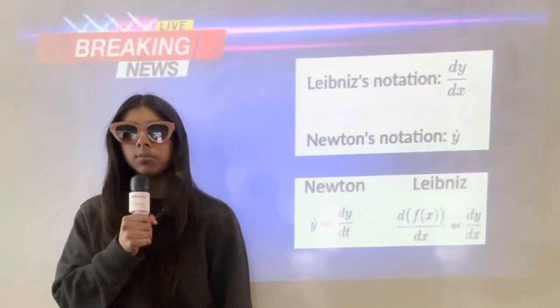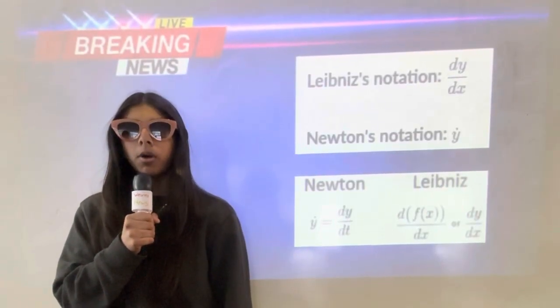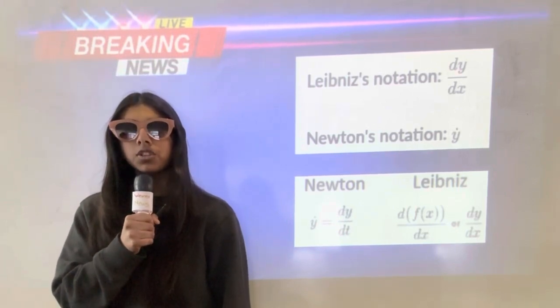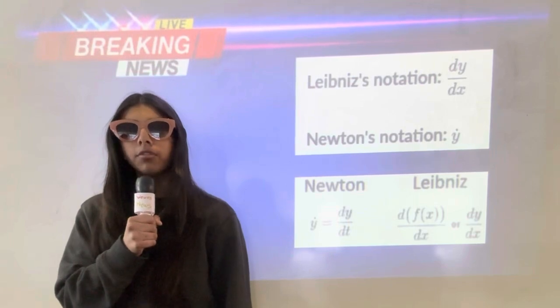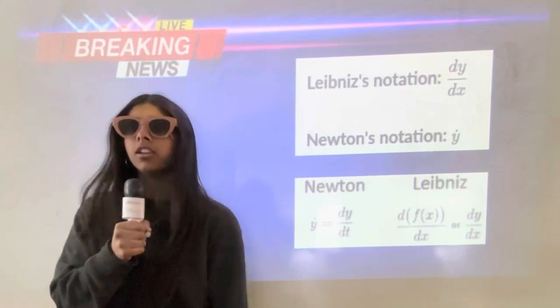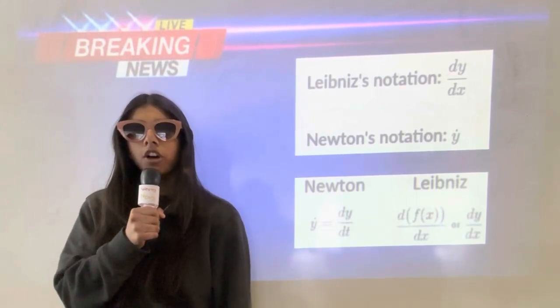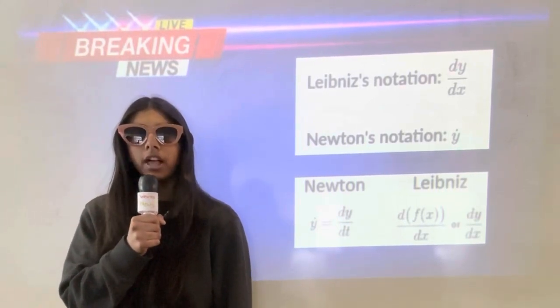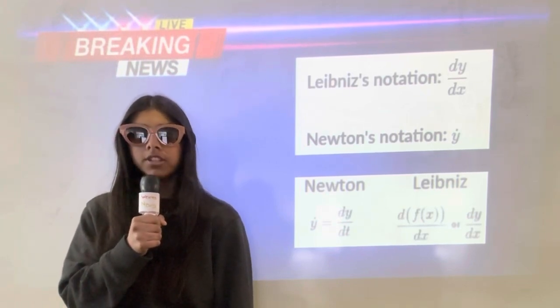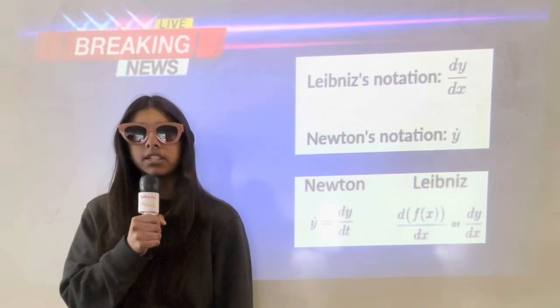Although Newton and Leibniz both discovered the derivative, both mathematicians have different methods of displaying them. Newton's notation of the derivative consists of a y or an f with a dot on top, as you can see here, or here. This notation is often used in real-life applications of calculus, especially in physics, as Newton is also a physicist. Oftentimes, these derivatives are with respect to time.